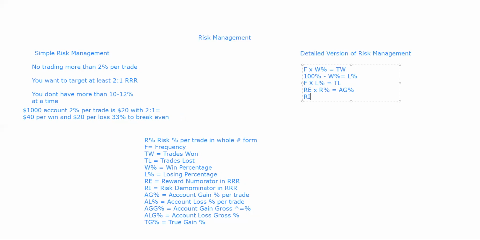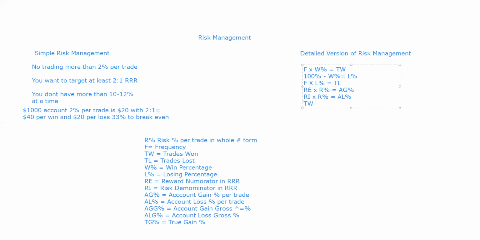Your risk numerator times your risk itself, your risk percentage, is going to give you your account loss. And definitely write this down. I don't have the formula memorized off the top of my head. I always keep it with me. You want to make things as easy as possible, so don't try to memorize this.